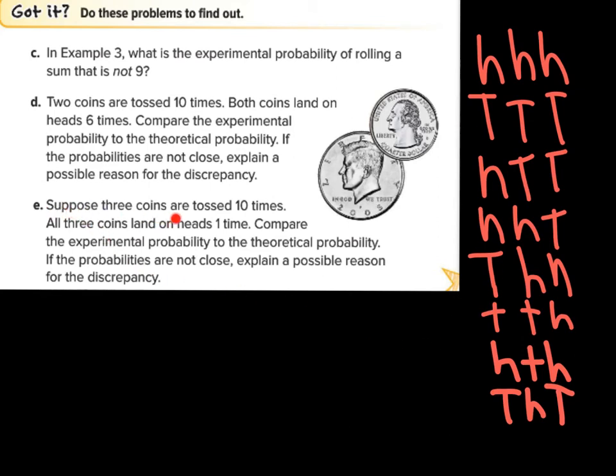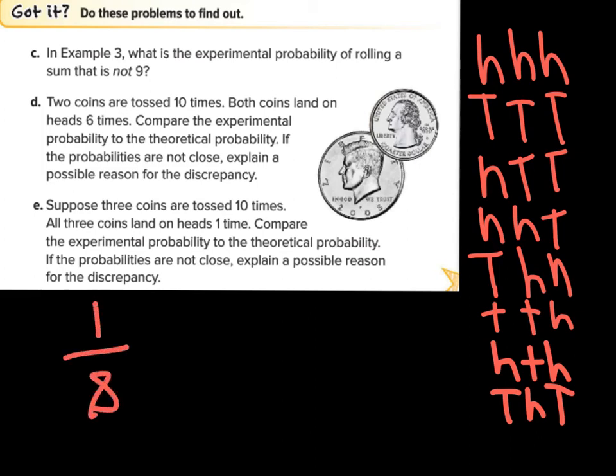So suppose 3 coins are tossed 10 times. All 3 coins land on head once. So we get this one, okay? 1 time out of 10 tosses. If the probabilities are not close, explain why. So compare the experimental probability to the theoretical. Theoretical is 1 out of 8, right? That's the theoretical, 1 out of 8.